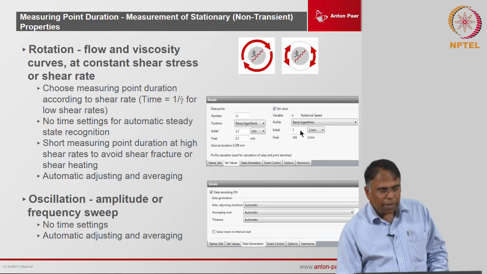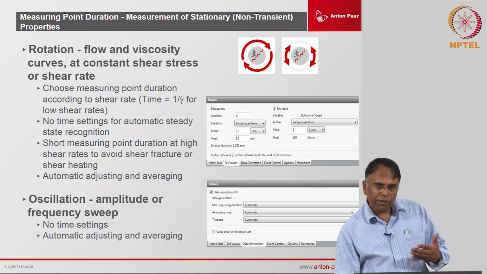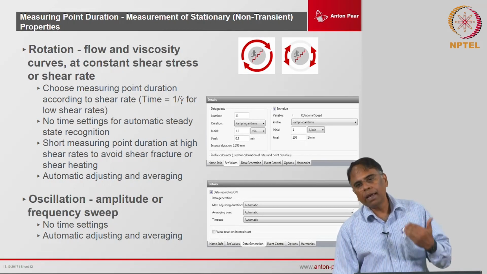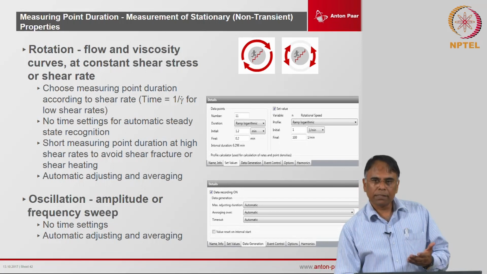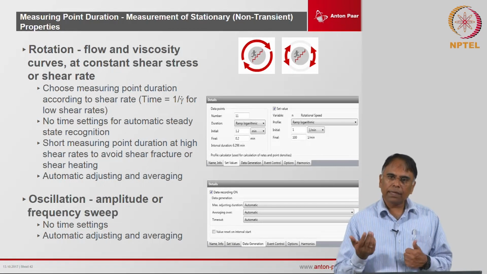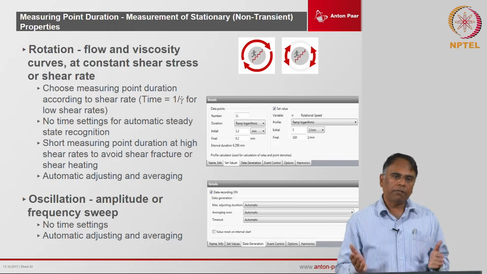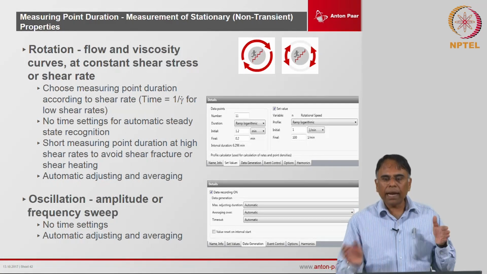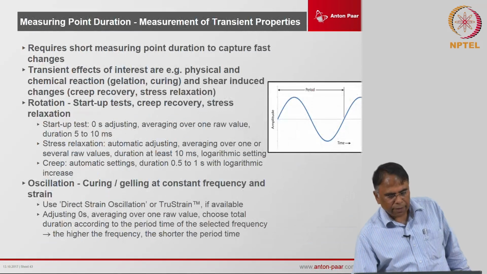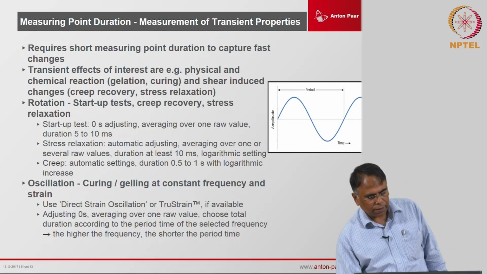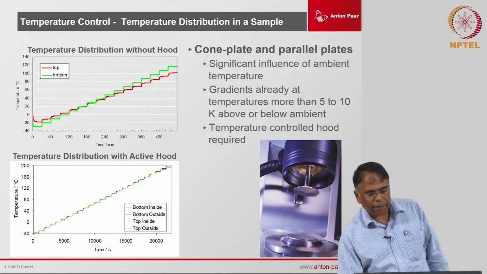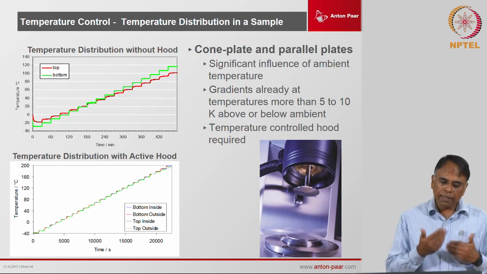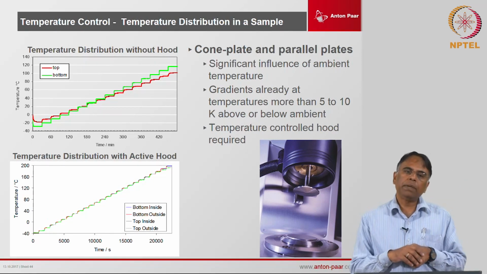For oscillations and amplitude, whether it is amplitude or frequency, generally we give no time settings, but again that is a non-transient experiment. If you still want to collect transient data, you can collect it at faster cycle times or very short cycle times. In that case, of course, you can make the adjusting time and the averaging time 0, and you can still get very good measurements done using those parameters.